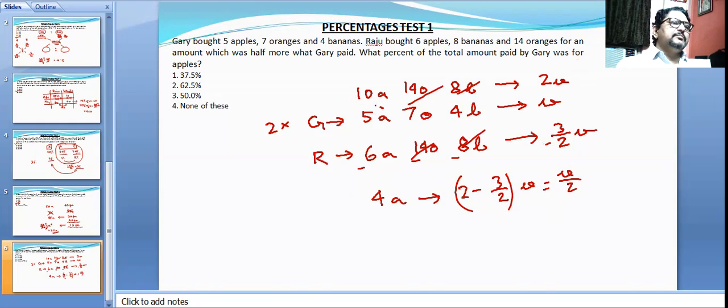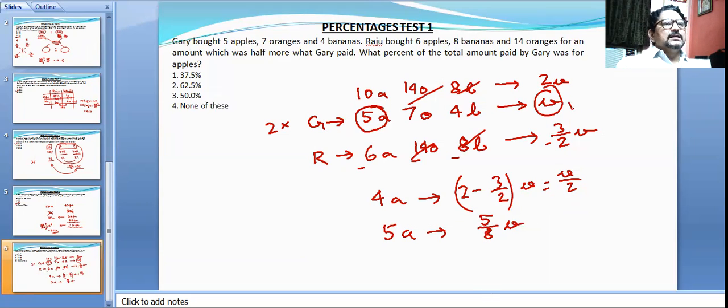Now they have asked you what percent of the total amount paid by Gary was for apples. Gary bought 5 apples and he paid a total amount of V. So let's see what 5 apples cost. If 4 apples cost V/2, then 5 apples will cost 5/8 V. And his total value was V.